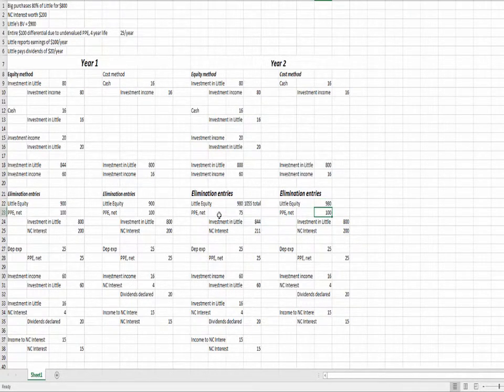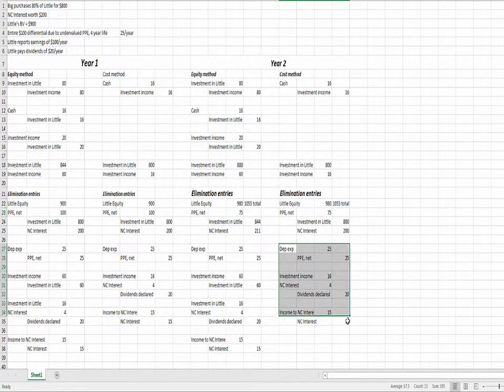That part doesn't change. How Big chooses to account for their investment doesn't have any bearing on how Little accounts for their activities. Little still has owner's equity of $980 at the end of year 1, the beginning of year 2. Property, plant, equipment net is again down to $75. What's different now? Again, this is the same total on the debit side, $1,055 total.